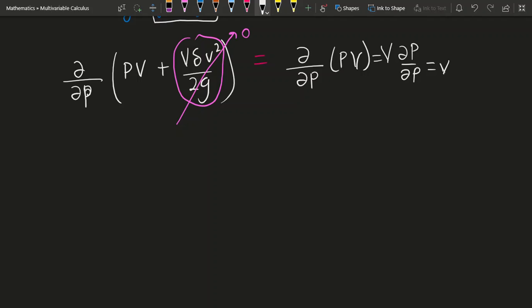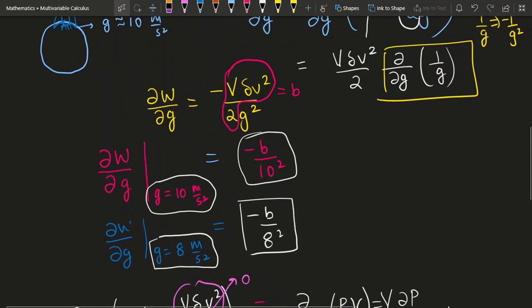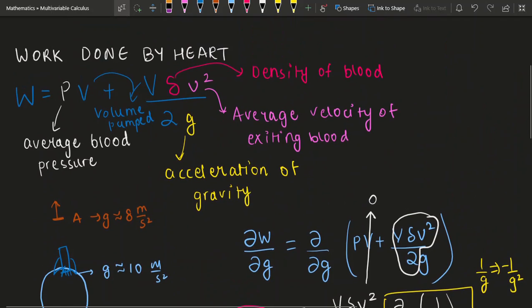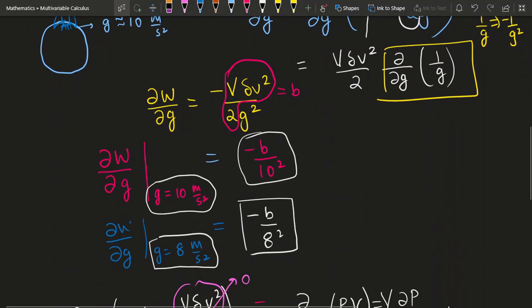So now you know that if you increase the average blood pressure of the blood that your heart has to pump differentially, then the rate of change of the work that your heart has to do is the volume of the blood that it pumps out. So hopefully this accounts for a nice application of partial derivatives, and I'll see you in the next video.